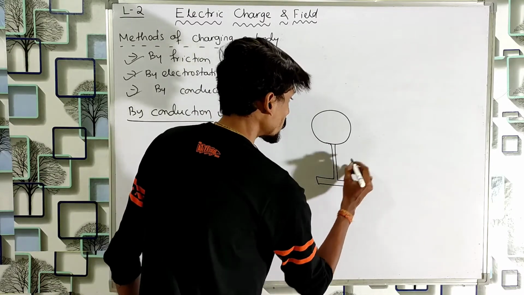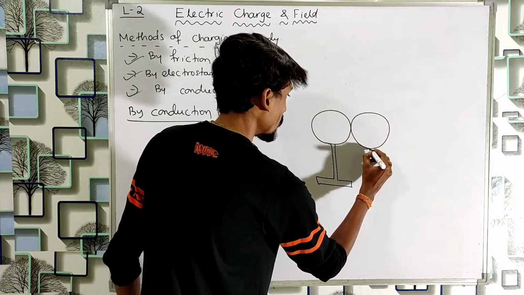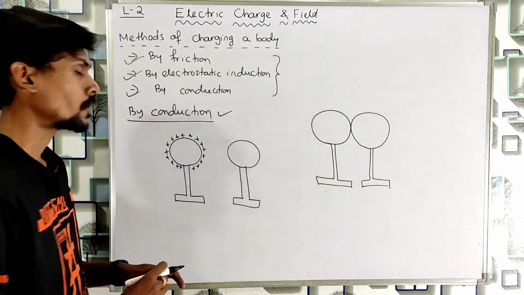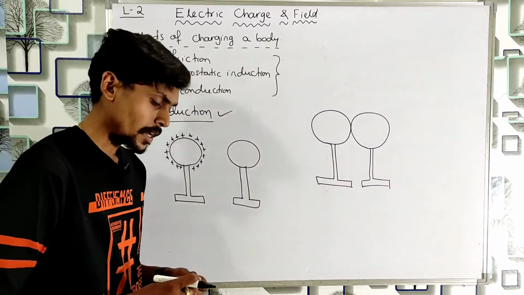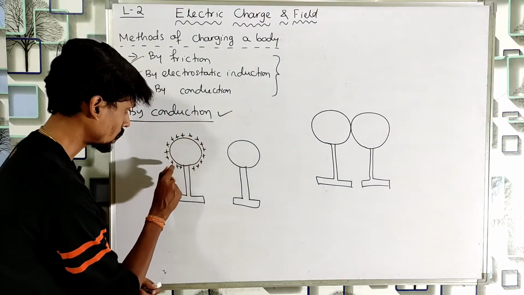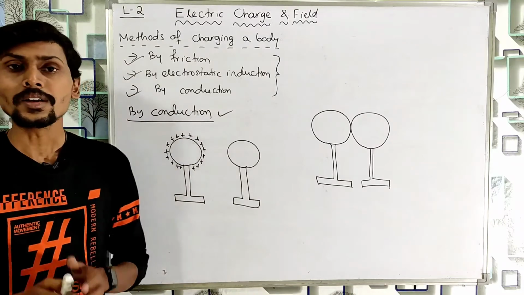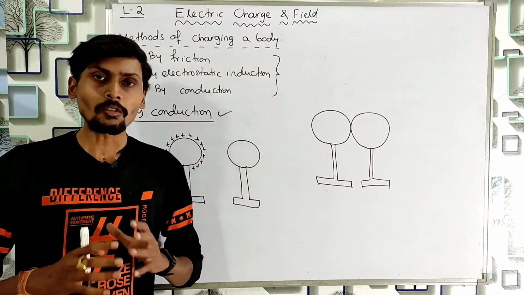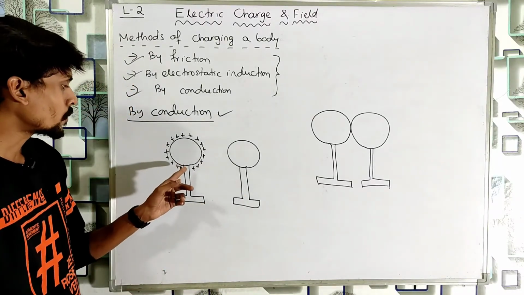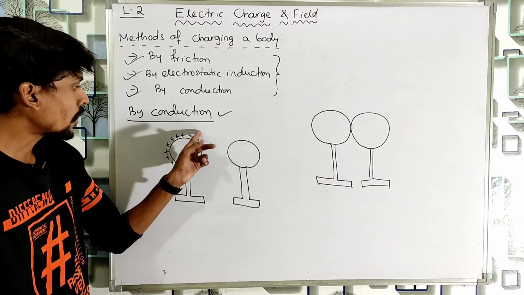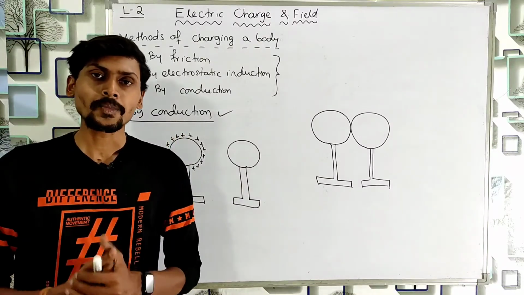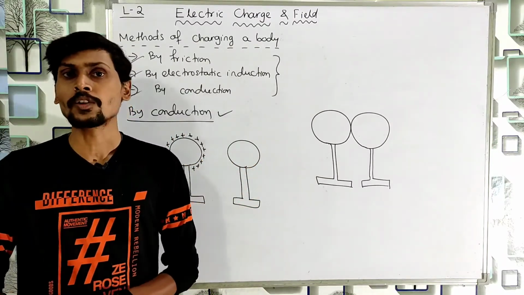Let us discuss about that. This is the first body, this is the second body. Initially the first body was positively charged and the second body was neutral. So remember that when we charge a body, all these positive charges will repel each other, and that's why they will try to stay at maximum distance from each other. That's why you see that all the charges will lie on the surface of the sphere, because at the surface they will get maximum area, so that they can stay at maximum distance from each other.